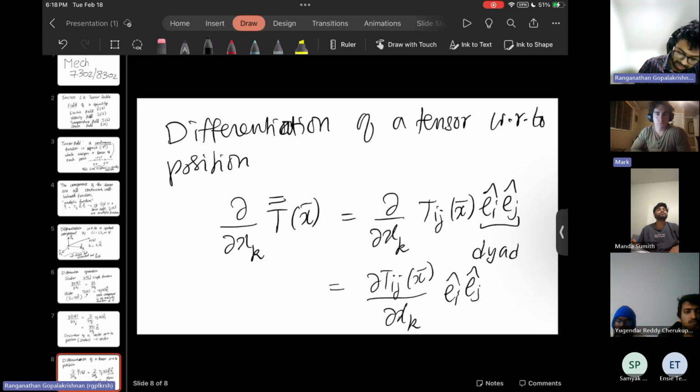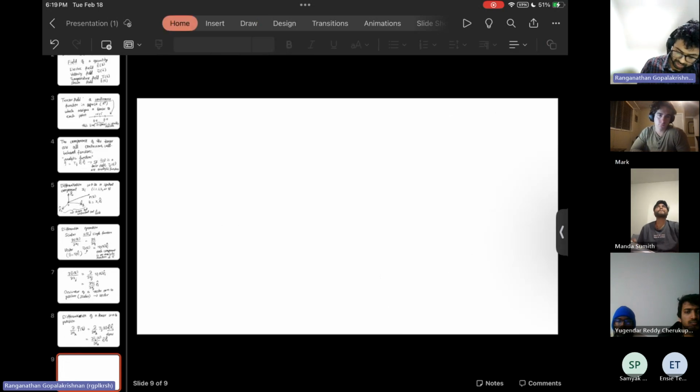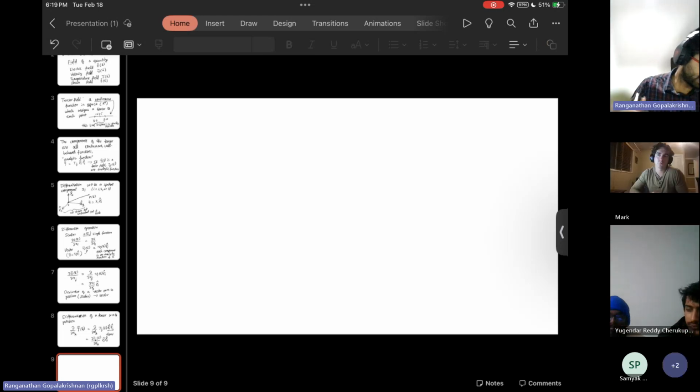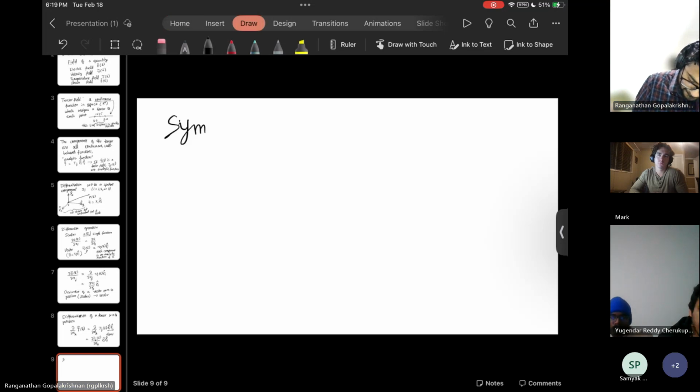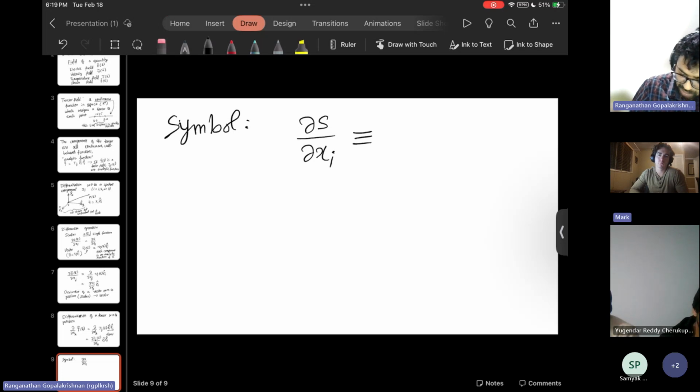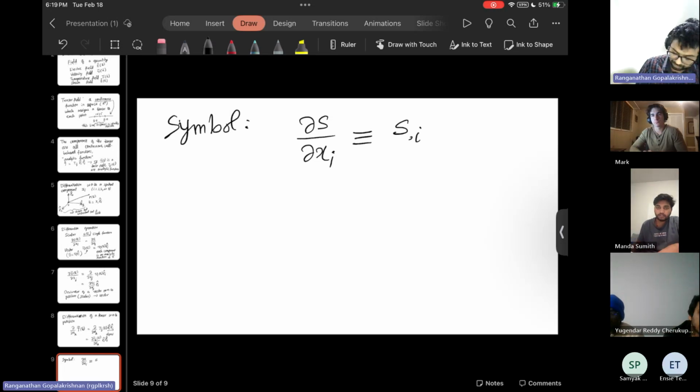I'm mostly repeating what is in the book, giving you some kind of nomenclature that we'll keep using to simplify later. So a symbol we want to introduce is partial s over partial xi. The book uses a shorthand that writes s comma i.